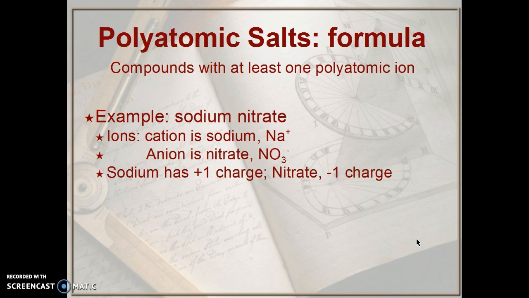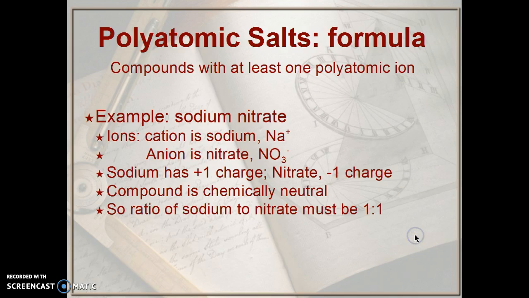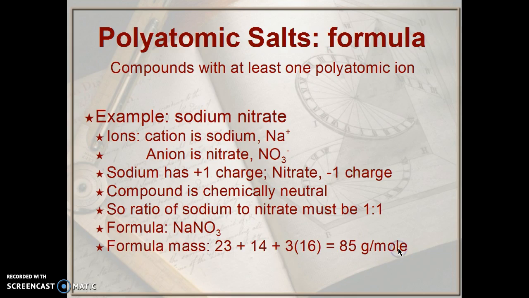That means that they balance. The compound is chemically neutral, so the ratio of sodium to nitrate must be 1:1. The formula then is NaNO3. No need to complicate it with adding any numbers. Each one appears just once. The formula mass is 23 for sodium, 14 for nitrogen, and 3 times 16, or 85 grams per mole.